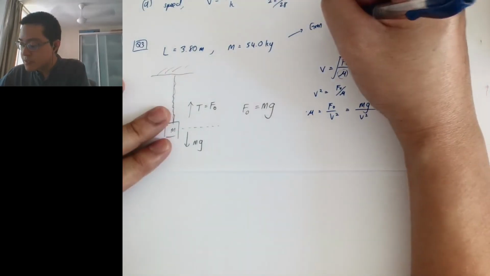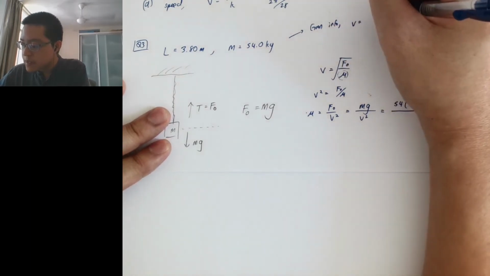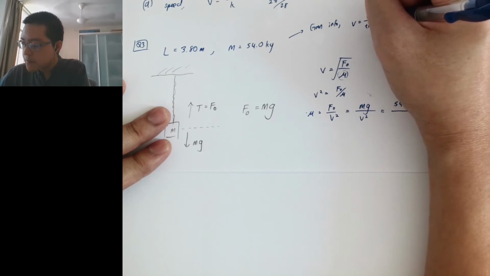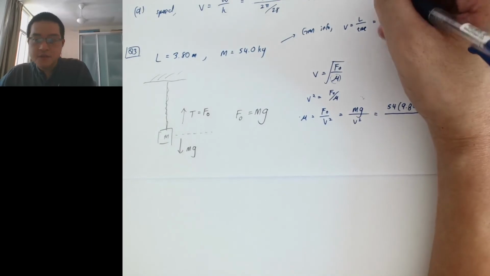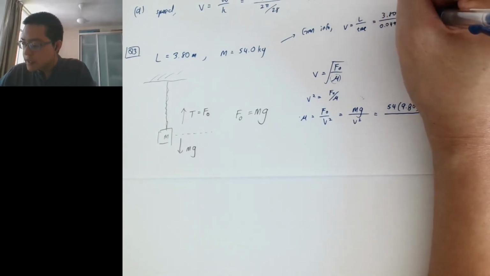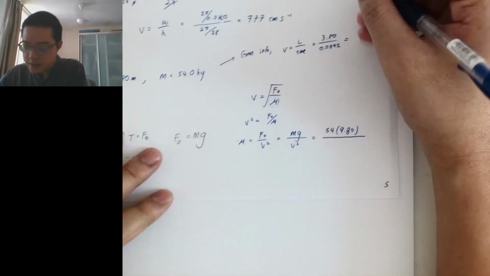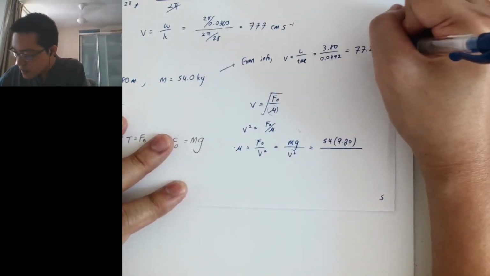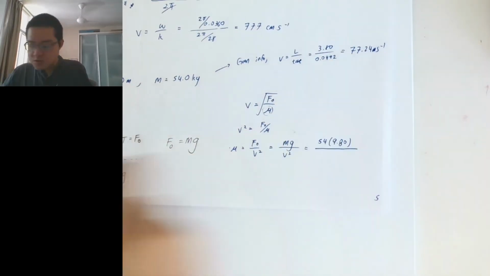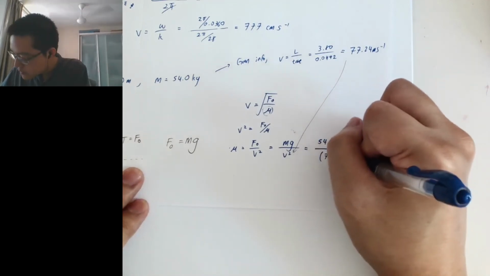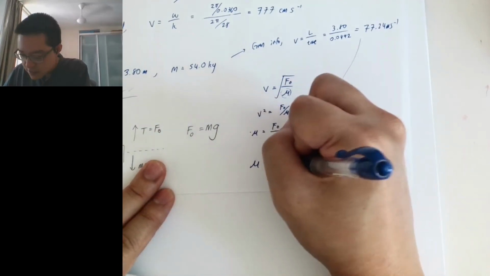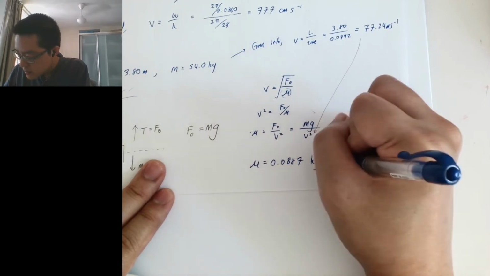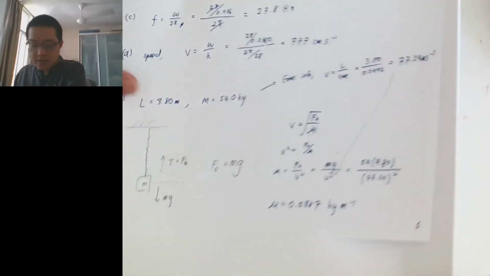So given the information, we can calculate the speed to be the length over the time, right? So the length is 3.80, and the time is 0.0492 seconds. So the speed shall be 77.24 meters per second. So I can use this to determine this. So I got the speed now. I put this in here, 77.24 squared. So my mass per length is 0.0887 kg per meter. So this is the mass per length.